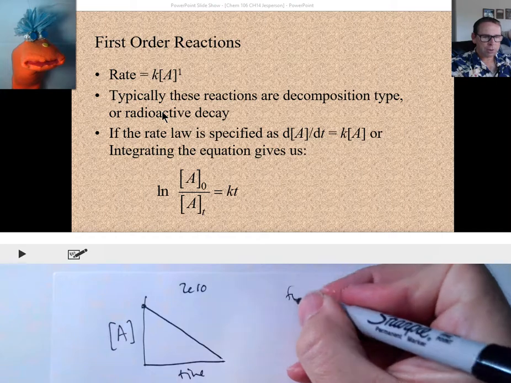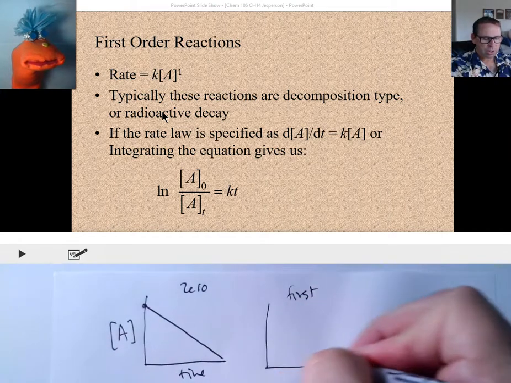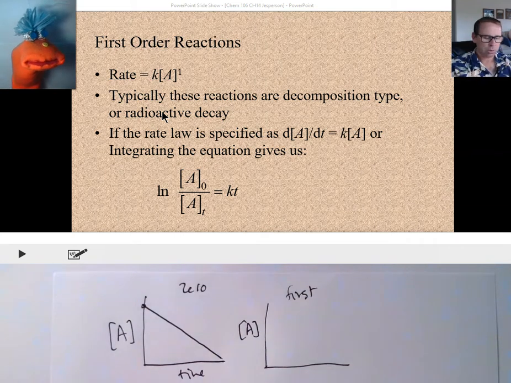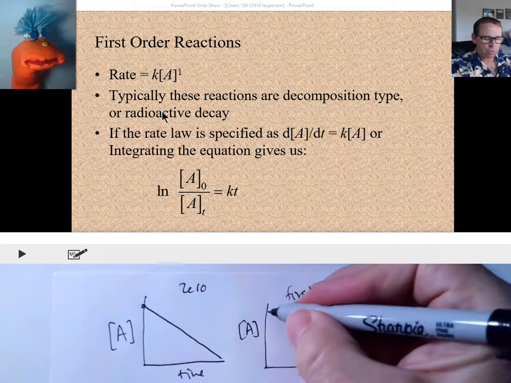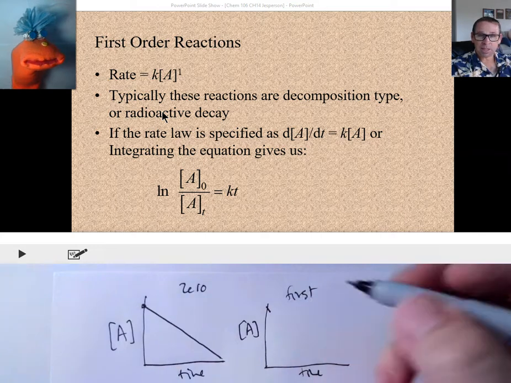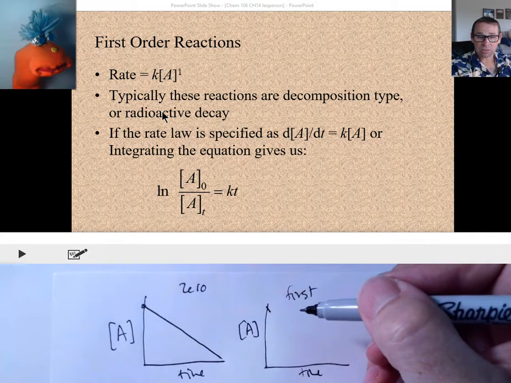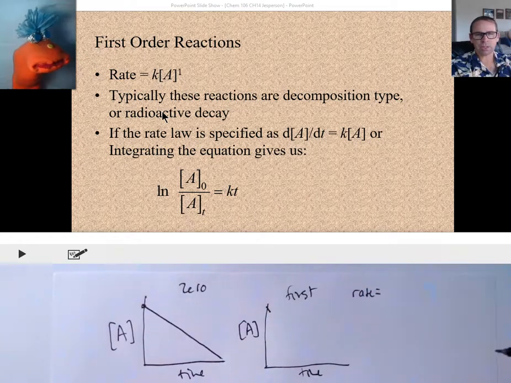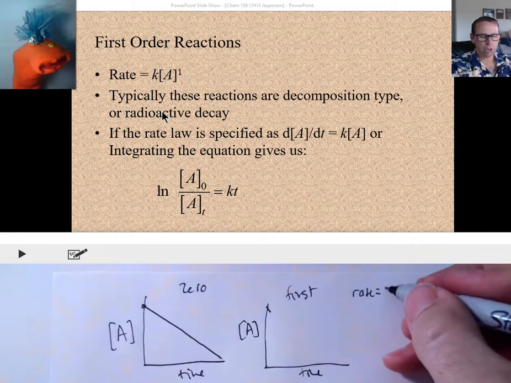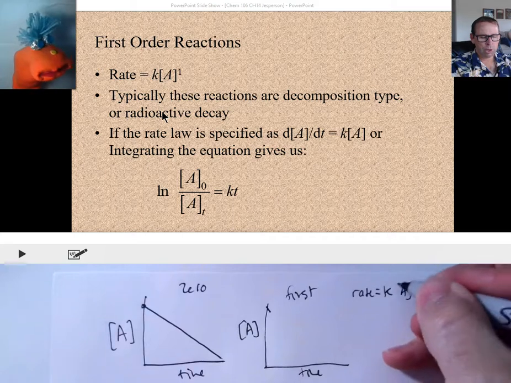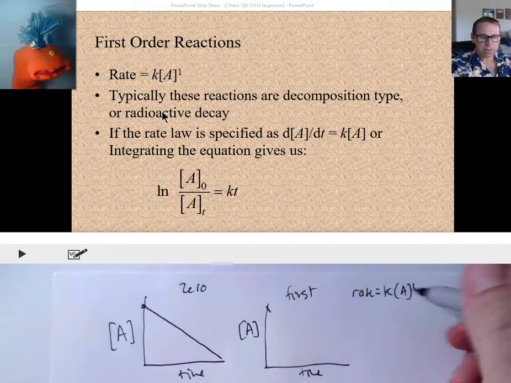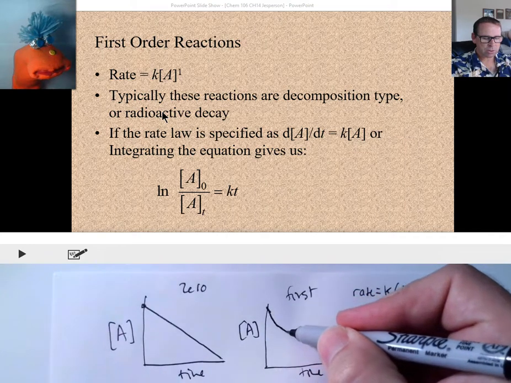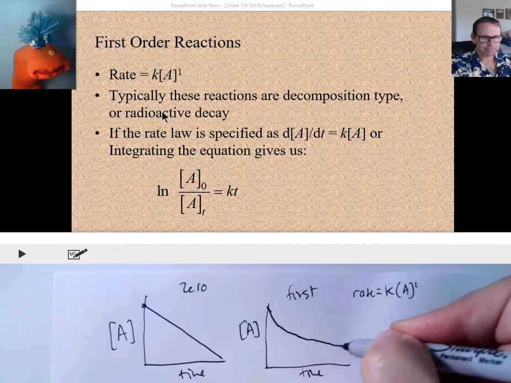However, in a first order reaction, a reaction that is dependent on the concentration of A in its first order versus time, the rate will not be the same, because as the concentration of A changes, the rate law is going to look something like this. What's the rate law for a first order reaction going to look like? Rate equals k times the concentration of A to the 1. That's right. And so we see that the rate is dependent on the concentration of A. So as the concentration of A changes, the rate will always be changing.